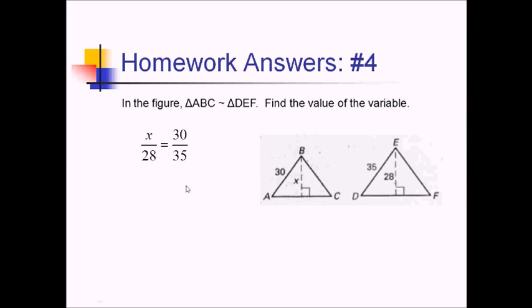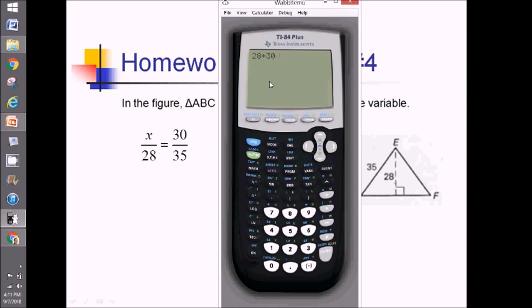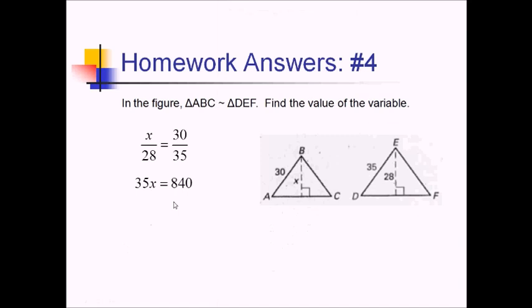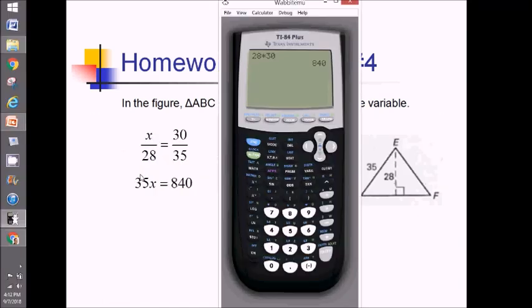And then we'll just solve by cross-multiplying. So we've got 35x equals, let's see, what's 28 times 30? I'll consult the calculator for this. That's going to come out to 840. So now we need to do 840 divided by 35. Calculator again. So I'll just divide my last answer by 35, and I get 24.